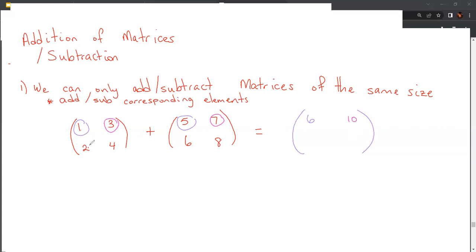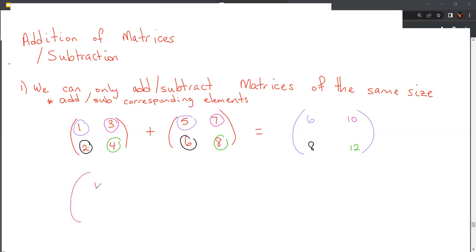These 2 are in corresponding positions. So I can add those 2. 6 plus 2, that's 8. And then these 2, they're in corresponding positions. So I can add those 2. 8 plus 4, 8, 9, 10, 11, 12. Right? So it's going to be this matrix. You have to apply your rules of integers as well.